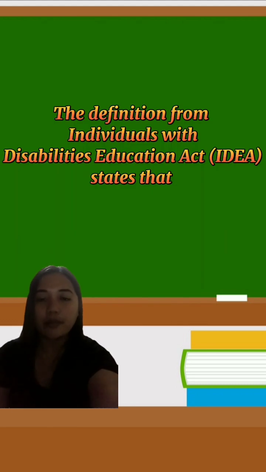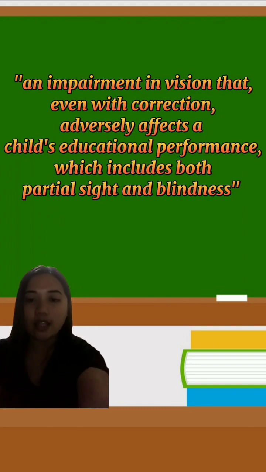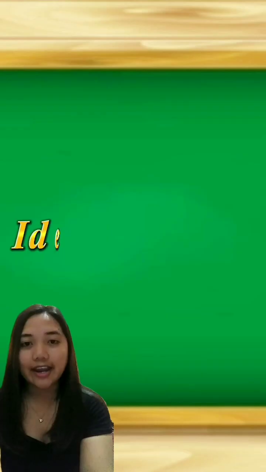The definition from the Individuals with Disabilities Education Act, or IDEA, states that it is an impairment in vision that, even with correction, adversely affects a child's educational performance, which includes both partial sight and blindness. These students may need to have their eyesight corrected by wearing glasses or other optical devices.